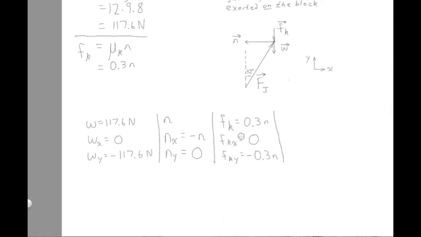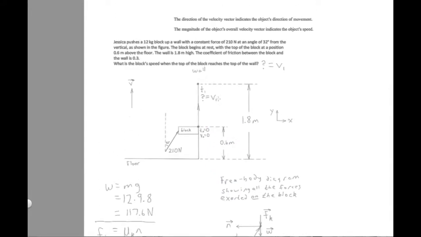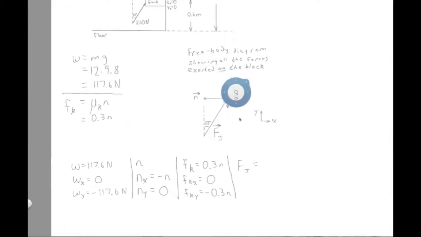Okay, now make sure that you include all the forces. We also have the force exerted by Jessica. Now, in this case, there was a number that we were given. The problem told us that Jessica was exerting a force of 210 newtons, and that was also given to us in our sketch. So we can say that this is 210 newtons.